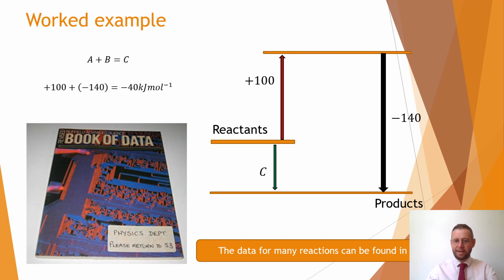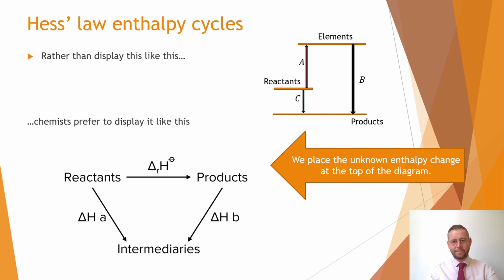So how do we find this information? Where does this 100 and 140 come from? Well, someone has sat there working it out. If you go and find a really old book, but a fantastic book, it's called the Book of Data. It contains all of these energies so that you can construct these diagrams. Hopefully that all makes sense.